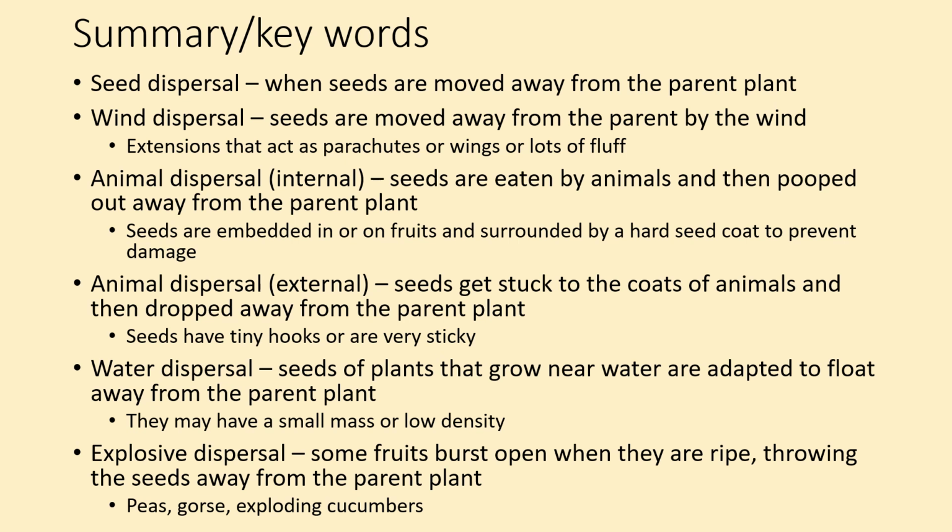Water dispersal. The seeds of plants that grow near water are adapted to float away from the parent plant. They may have small mass or low density. And explosive dispersal. Some fruits burst open when they're ripe, throwing the seeds away from the parent plant, such as peas, gorse, and exploding cucumbers.